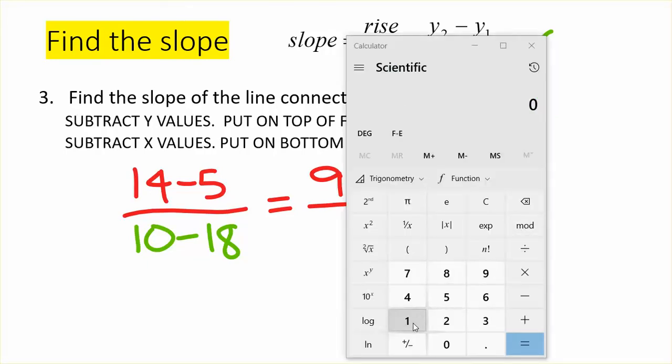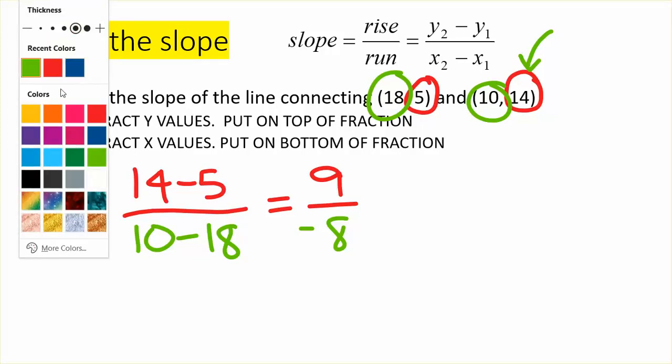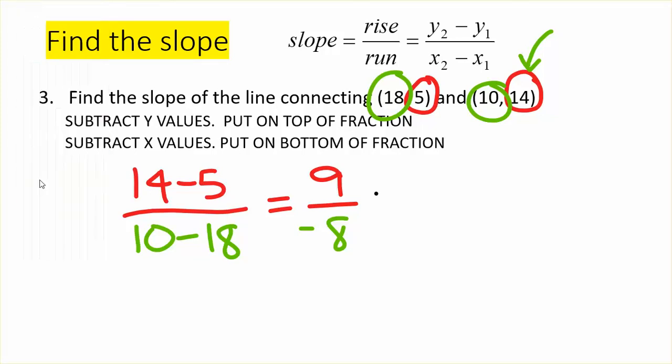So again, don't be afraid to use your calculator. 10 minus 18 gives us a value of negative 8. So negative 8 goes on the bottom of my fraction. That means that the slope, I can write it with a negative out in front. It's negative 9/8.